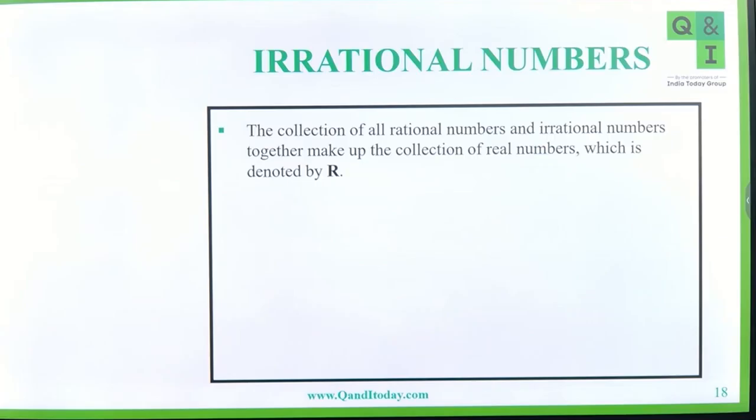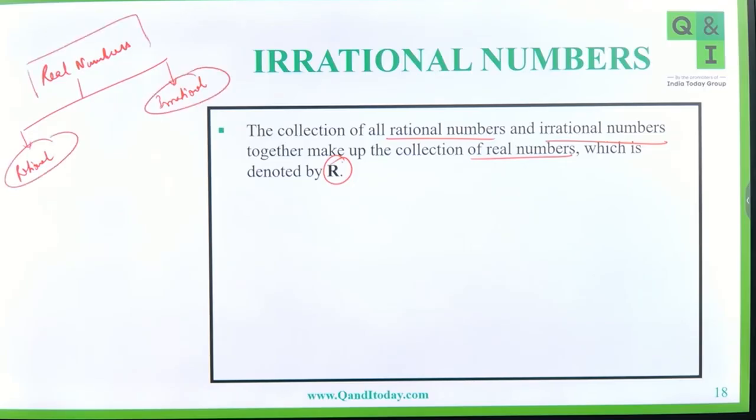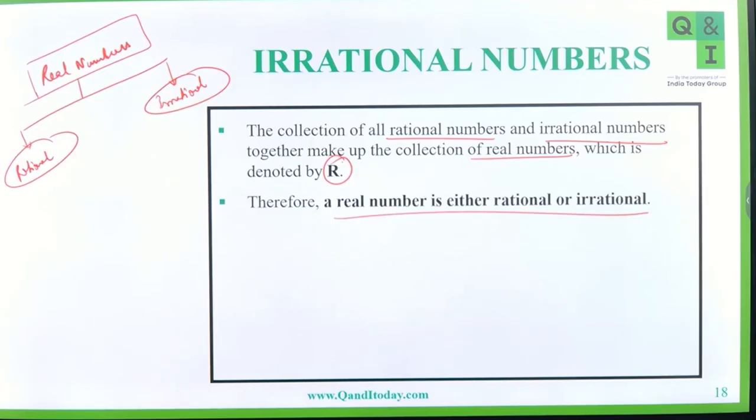Now, collection of all rational numbers and irrational numbers together is real number, and it is denoted by capital R. So real numbers is collection of both rational and irrational. So rational and irrational together makes real numbers. Now, therefore, a real number is either rational or irrational.